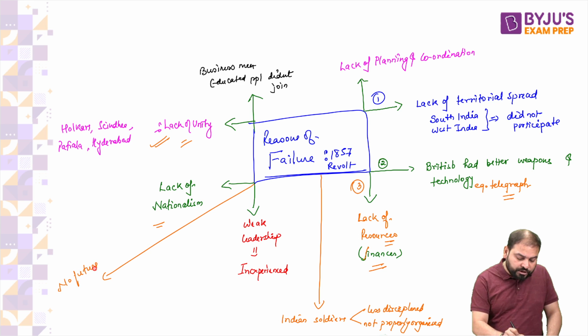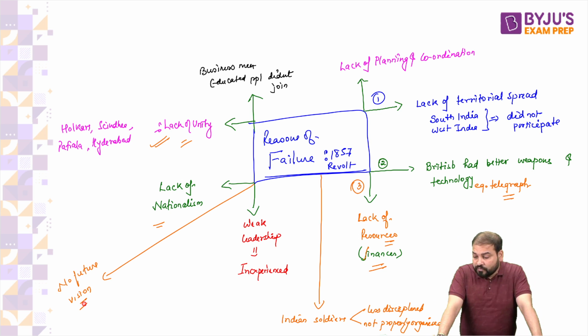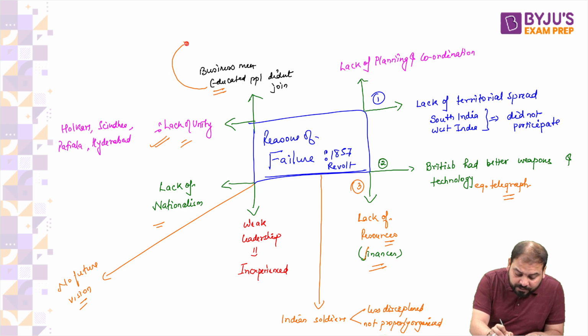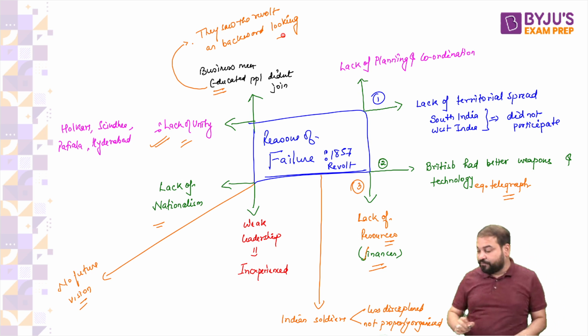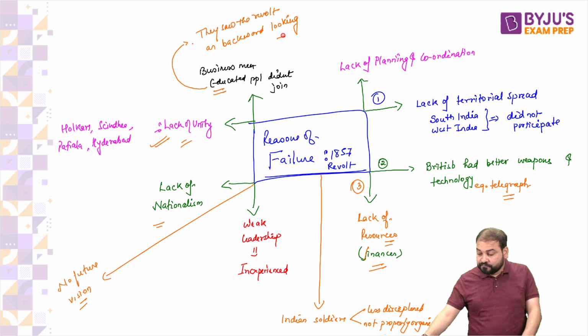No future vision. That means if tomorrow you will win, what will you do? What will you do? That's the thing. Kuraku is asking why educated people did not join this. The reason for that was they saw the revolt as backward looking because they were hoping that the British rule will usher in modernization. That's the thing. That's written here.